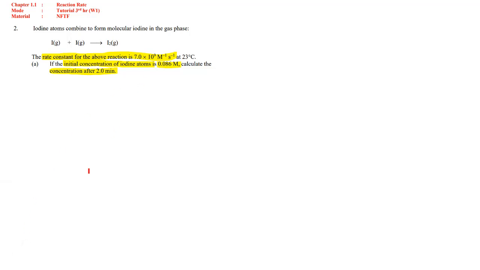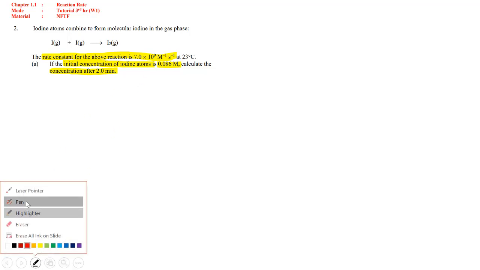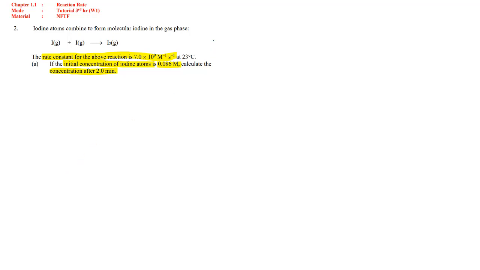Alright. In this case, the question did not mention the order of the reaction. You have to determine the order of the reaction from the unit of rate constant here. So since the unit of rate constant is per molar per second, thus the reaction is second order. Right? Okay. So now since you are going to calculate the concentration after 2.0 minute, we are going to use the integrated rate law for this reaction.